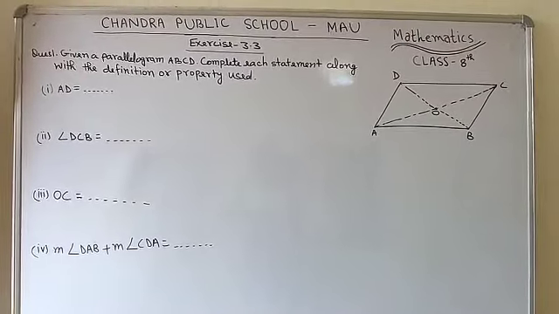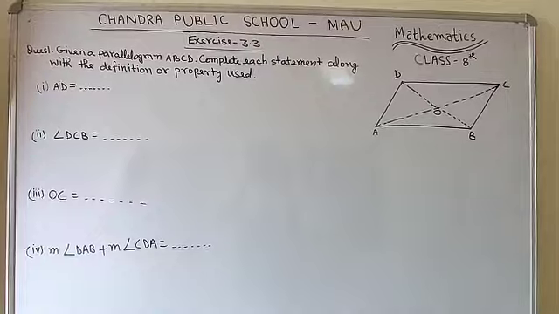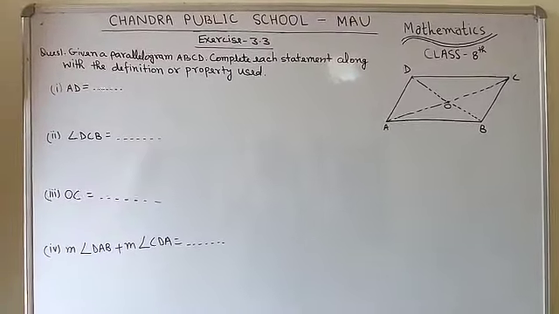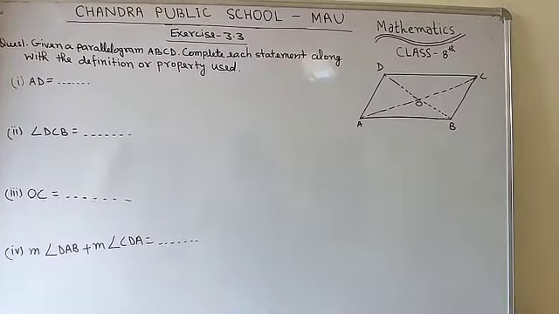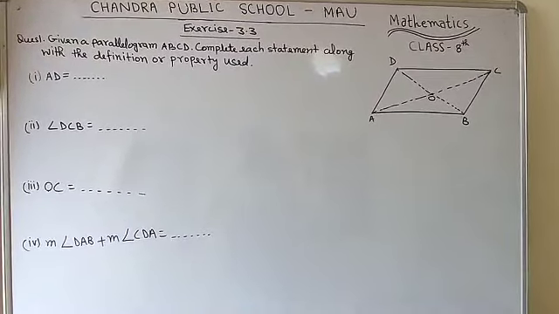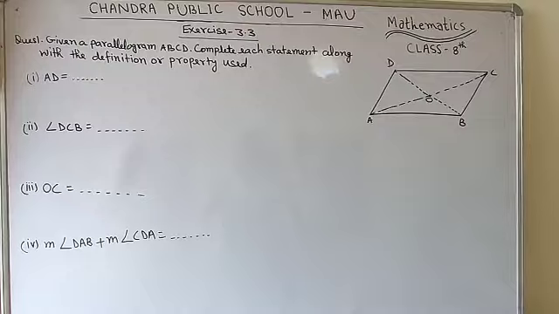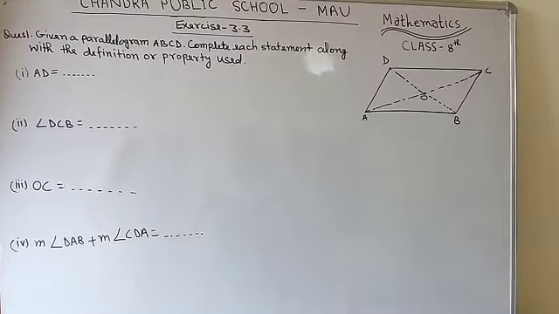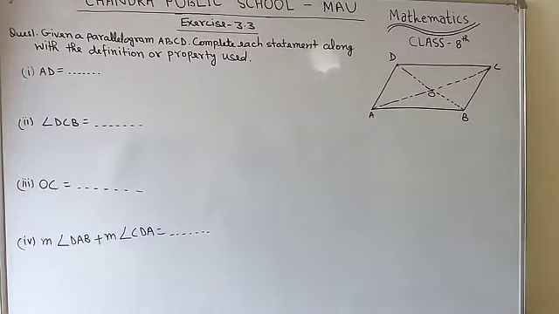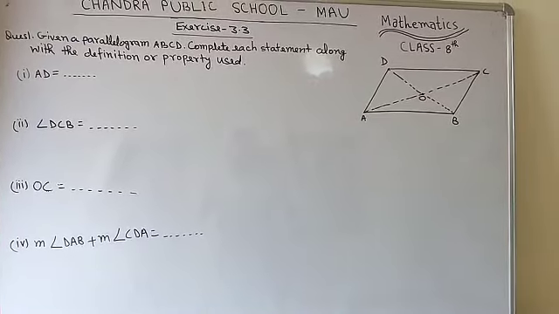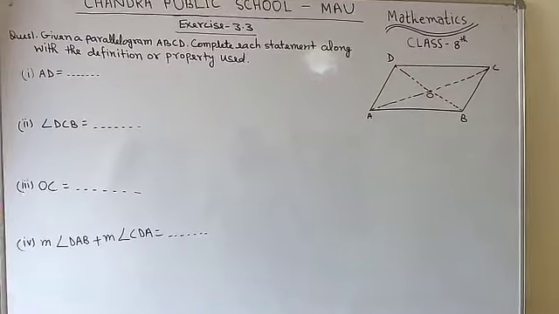Here I have written question number 1 of exercise 3.3. So I am going to start exercise 3.3 here. It is question number 1. Given a parallelogram ABCD, you can find one diagram given there. Complete each statement along with the definition or property used. So here 4 parts are there. You need to find each and every part, and you need to give the reason, which property you are going to use.